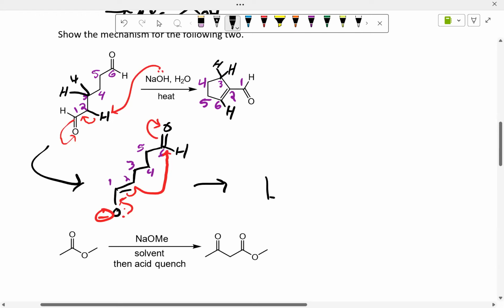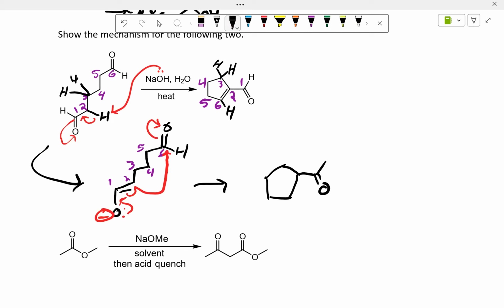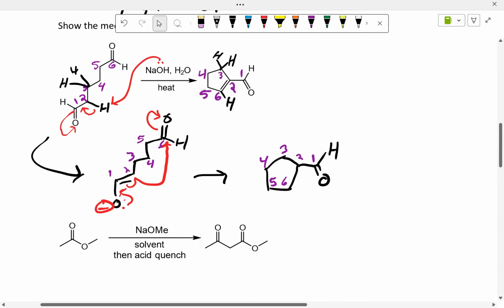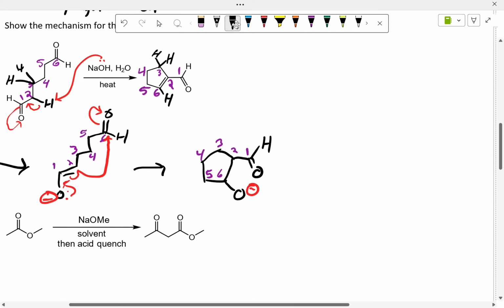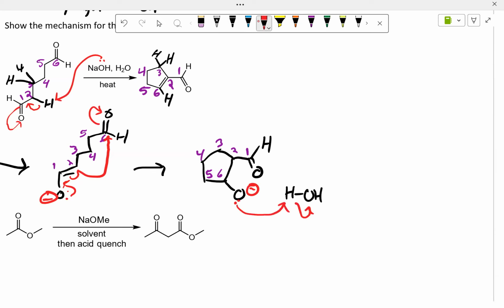So this is going to form our ring. Let's draw it out. And then I'm going to number the carbons. 1, 2, 3, 4, 5, 6. And then on carbon 6, we're going to have an oxygen with a negative charge. So this oxygen with a negative charge and water is just going to get protonated. So let's protonate it to get rid of our negative charge. So now we have a hydroxyl group.